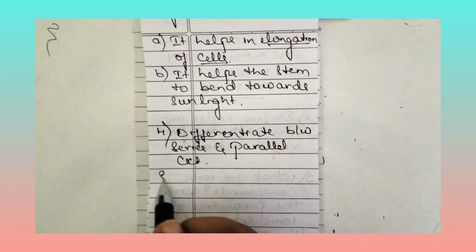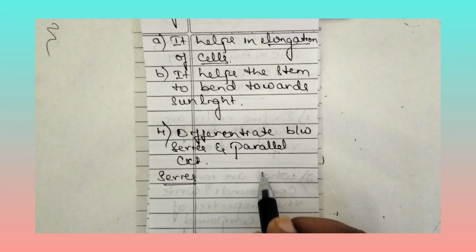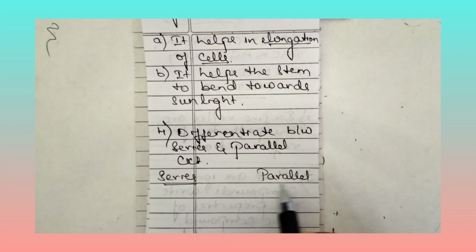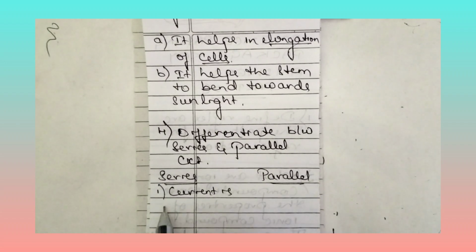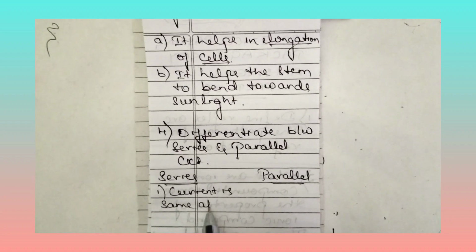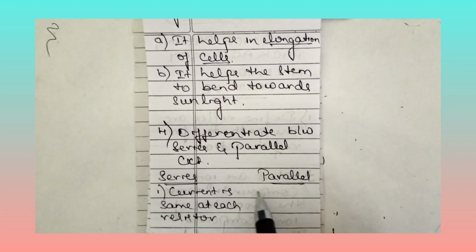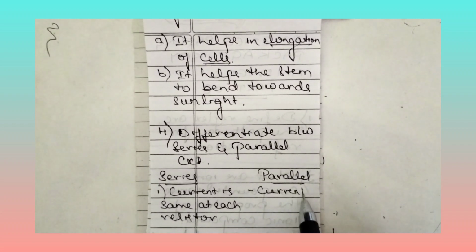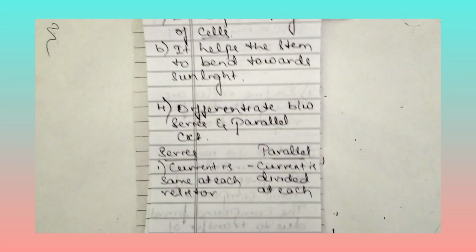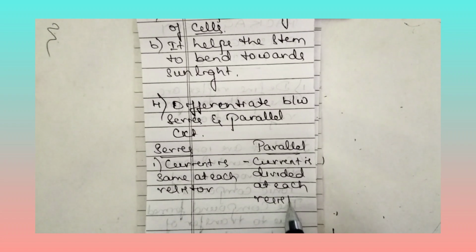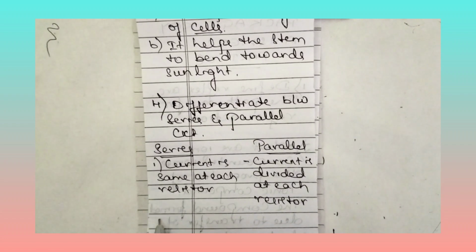So the first difference between series circuit and parallel circuit is, in series circuit, current is same at each resistor. At each resistor current will be same. ಈ ಕಡೆ ಬರೋಣ, in parallel circuit current is divided at each resistor. This is the first difference between series circuit and parallel circuit.